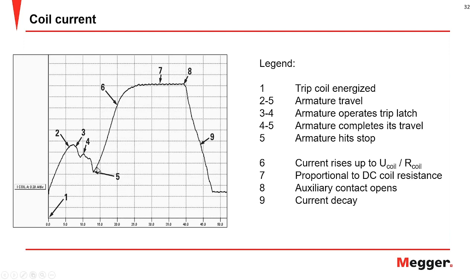At the moment when the armature stops, the current rises to a maximum value, and at the moment of saturation, the value of current is constant, which will allow the circuit breaker analyzer, knowing the voltage, of course, to calculate a DC trip coil or closed coil resistance.